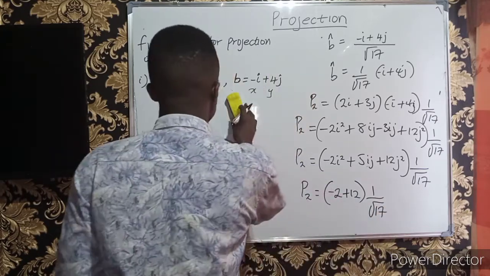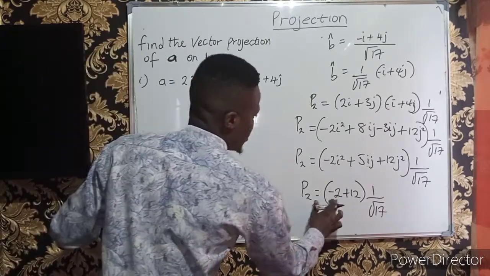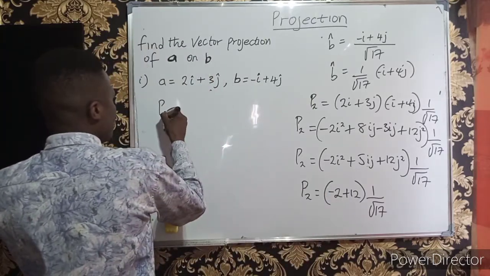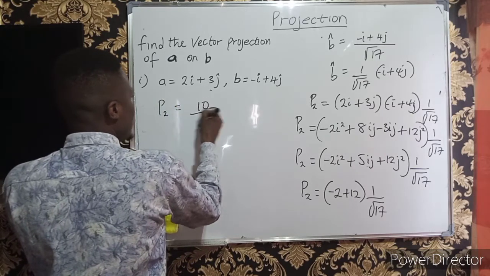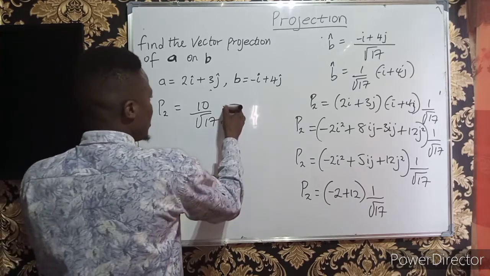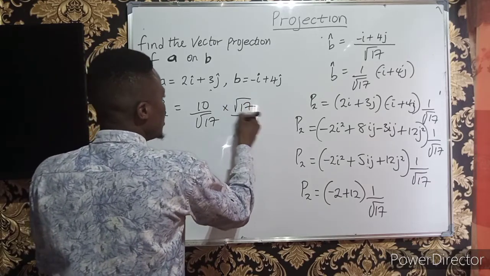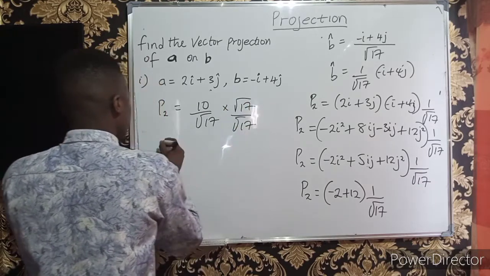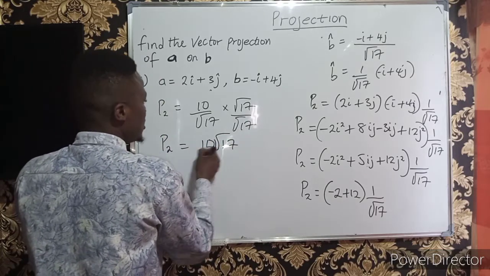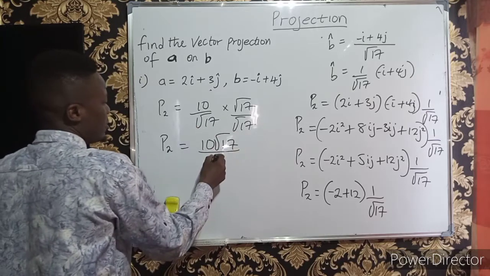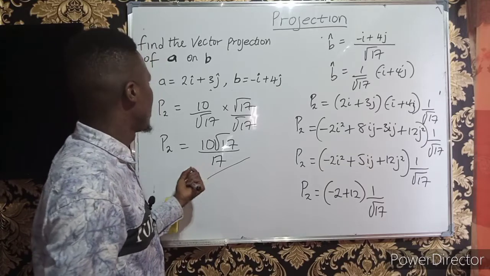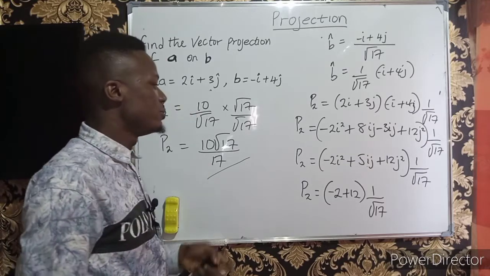Now I'll have to clean here again to complete the equation. Minus 2 plus 12 will give us 10. So the projection p2 is just 10 over root 17, which I can rationalize if I want. So I will say times root 17 all over root 17. So finally the projection will give me 10 root 17 over, this times this will give us just 17. This is just the required projection of vector a on vector b.